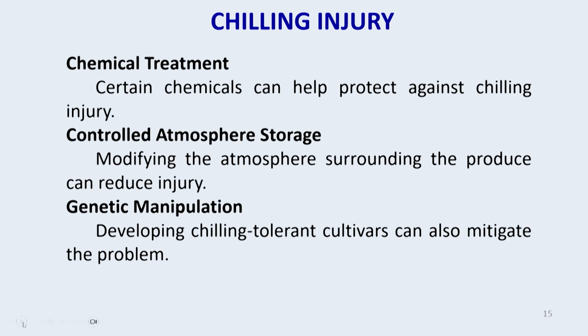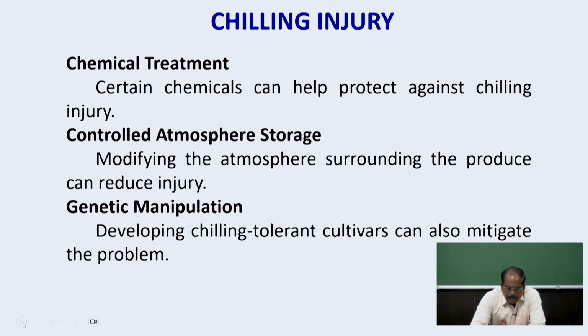Continuing with the chilling injury, chemical treatment. Certain chemicals can help to protect against chilling injury. Controlled atmosphere storage: modifying the atmosphere surrounding the produce can reduce the injury. Genetic manipulation: developing chilling tolerant cultivars can also mitigate the problem, can solve the chilling injury.